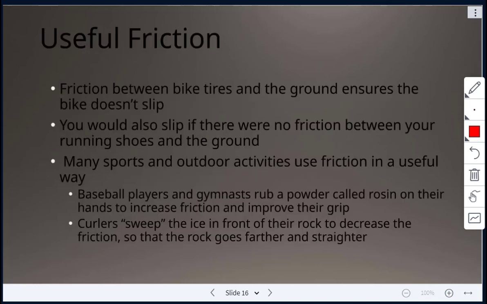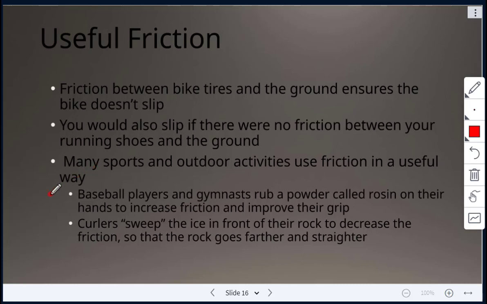Just going to continue here. Useful friction: like I said, friction is not always a bad thing. Friction, for example, between your bike tires and the ground ensures that the bike doesn't slip. And the friction between your running shoes and the ground. If there wasn't any friction, you'd be slipping around all the time. Many sports and outdoor activities also use friction in useful ways.